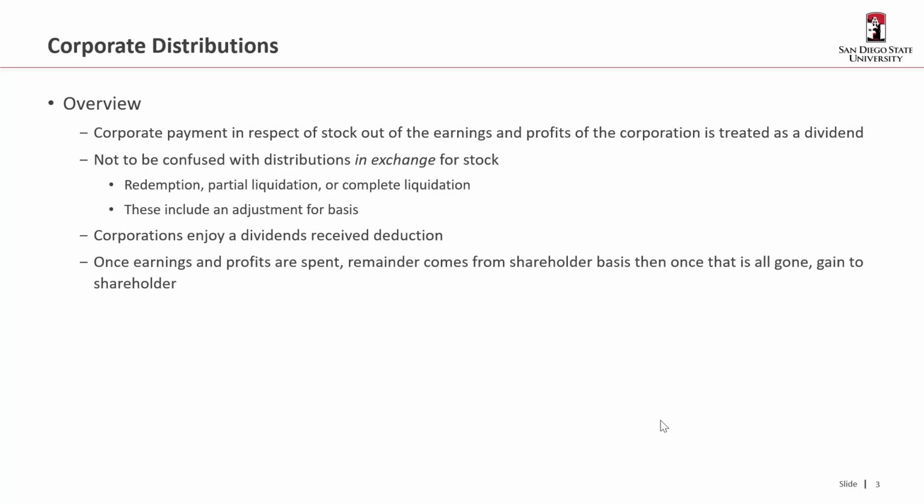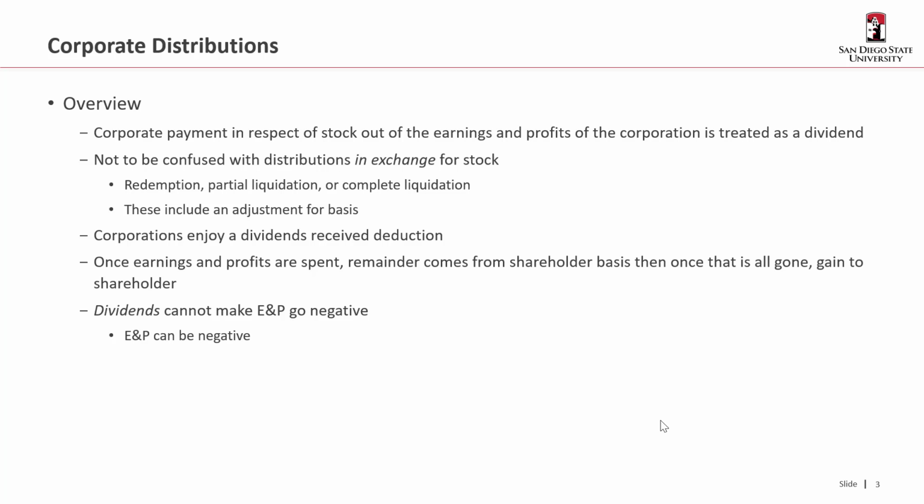Once earnings and profits are spent, once you've exhausted the earnings and profits of the distributing corporation, then the rest of it comes from shareholder basis. And once that is all gone, then it becomes a gain to the shareholder. Remember, this is an overview, and we're going to do all these things in greater detail later on in this video lecture.